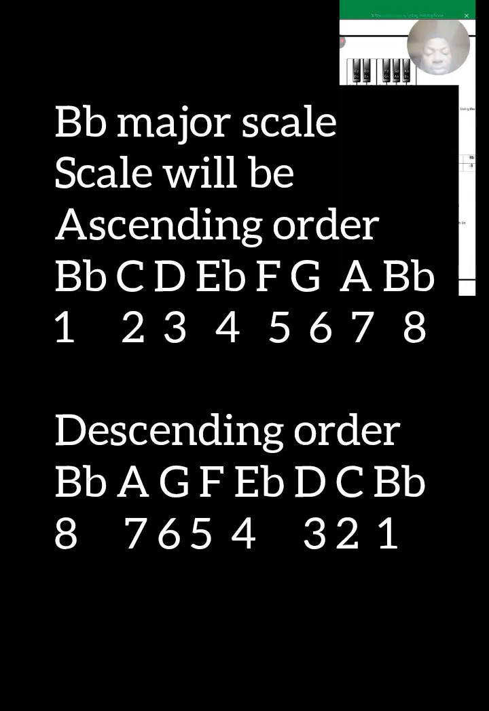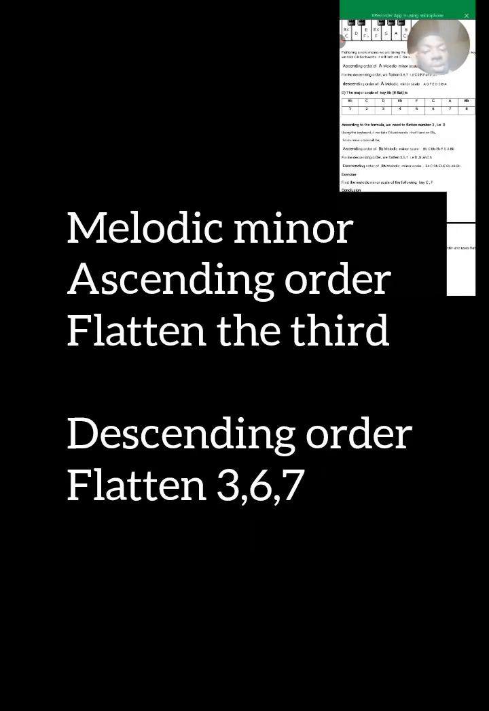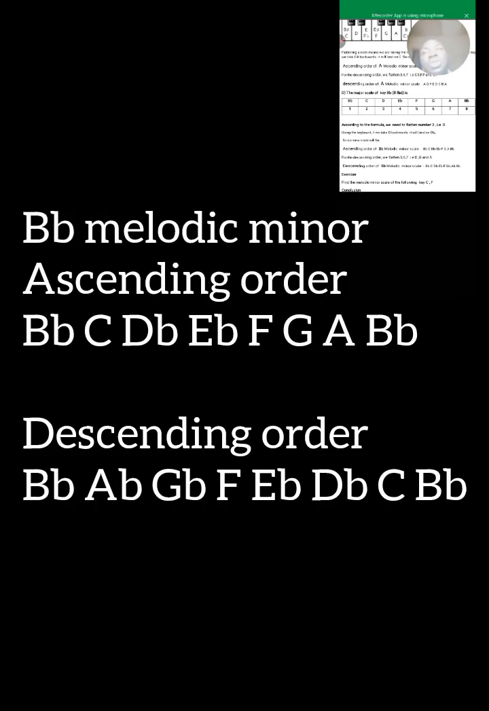Let's look at B flat. According to the formula, for B flat we have the scale B flat, C, D, E flat, F, G, A, and B flat, right? For the ascending order of the melodic minor, we must flatten number 3, and number 3 here is D. If you flatten D, what did I say before? If the note does not have a sharp or a flat on it, you simply put a flat on the head. So the new ascending scale will be B flat, C, D flat, E flat, F, G, A, and B flat. All we did was add a flat to D.